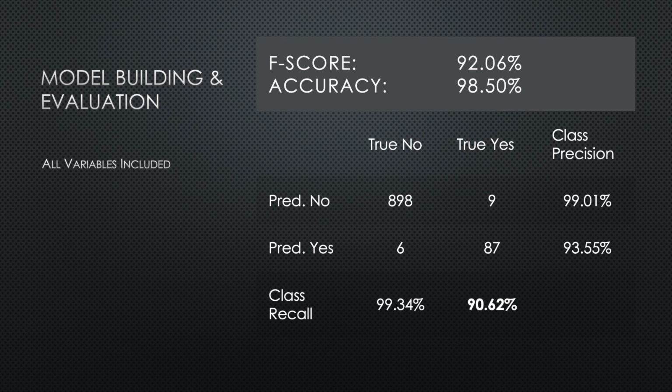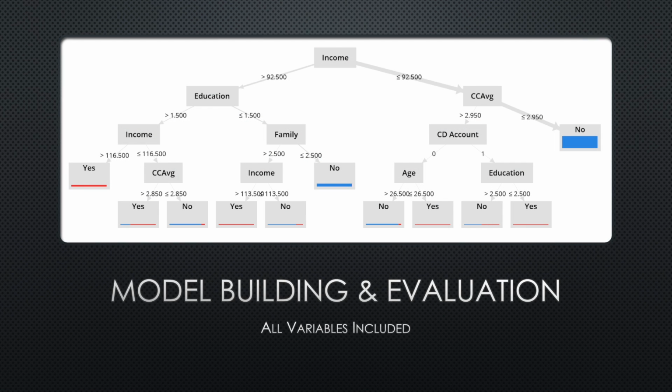And this makes sense given that we are working with a classification problem as opposed to a linear regression analysis. What's more is that we can see no sacrifices had to be made in terms of understanding the tree itself. We see the same trend with income, education, and family being some of the driving factors.